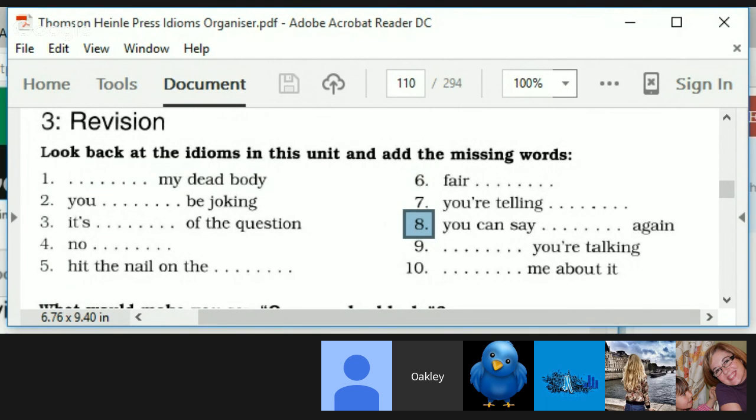Okay, Roberto, number 8. You can say that again. Okay, you can say that again. All right. Emphasis on that. You can say that again. All right. Excuse me. Nader, number 9. Now you're talking. Okay. Very good. And last, Anna. Yes, tell me about it. Tell me about it. All right.